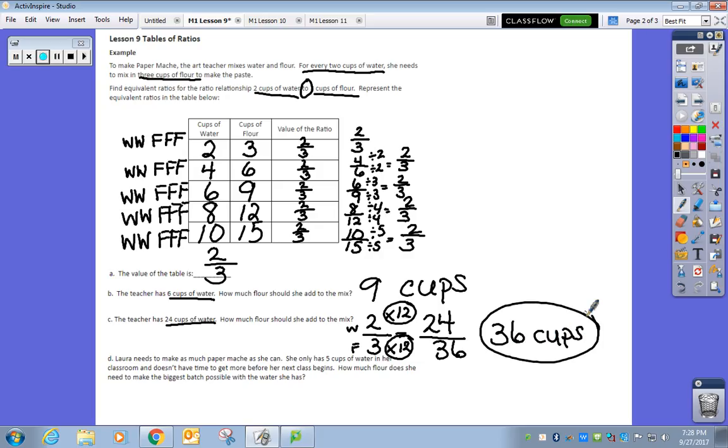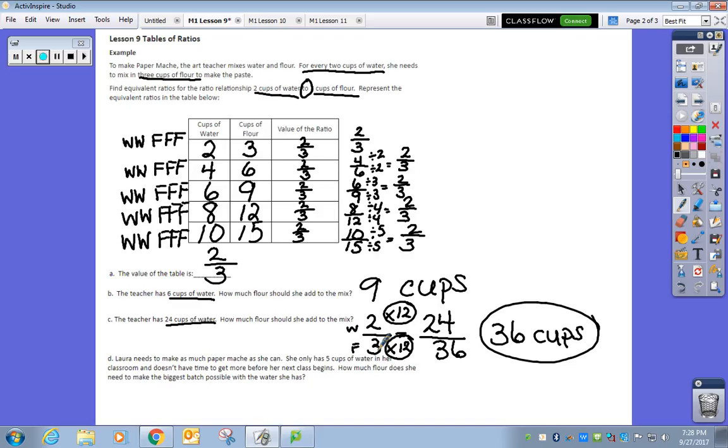Again, just making sure that we're multiplying our numerator and our denominator by the same number to create that equivalent fraction. Okay, so again, this goes back to the fact that all of these ratios in the table, when simplified, have that same value. So 24/36, when simplified, would be 2/3. So it would make sense for that to be in our table.